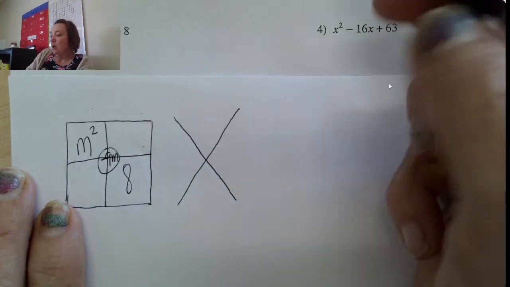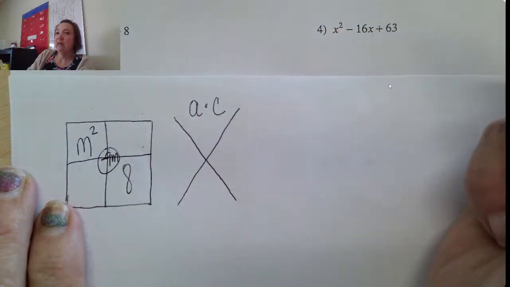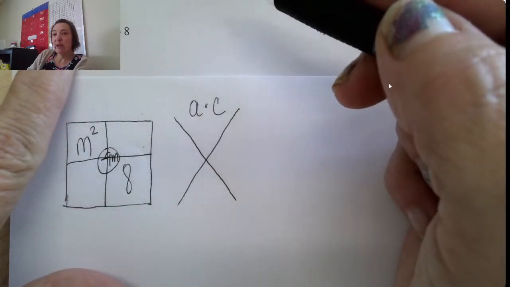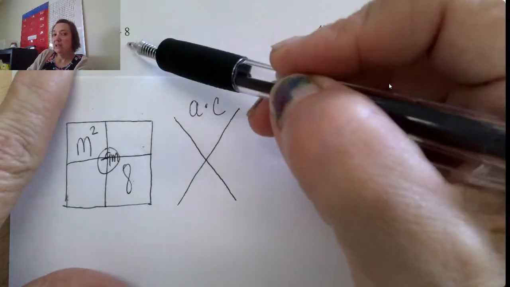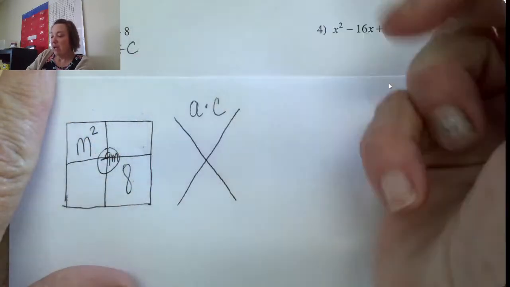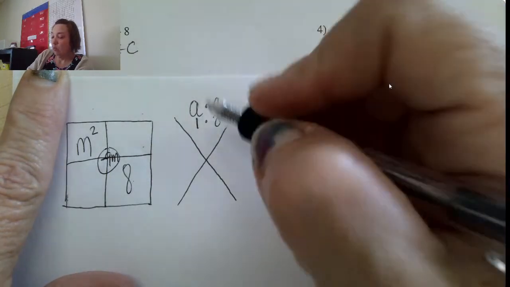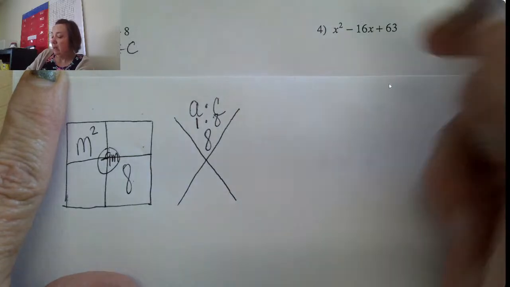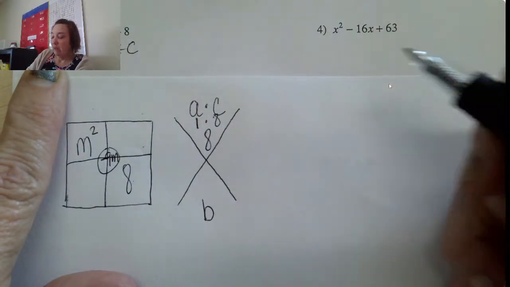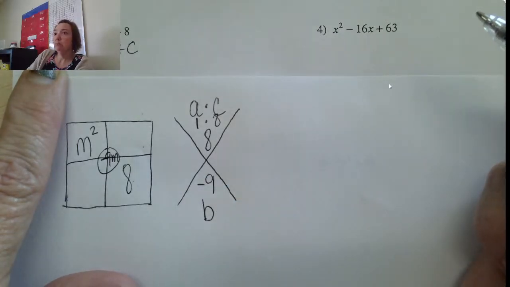Okay? So first, we're going to multiply our A and our C. Now, what am I talking about in our A and our C? So, our coefficient of m squared and our constant 8, right? So, remember it's ax squared plus bx plus c. So, our A here is 1 and our C is 8. So, we're going to multiply 1 times 8, and what we're going to put up here is just 8. And then down here, we're going to put our b value. And our b value in this problem is negative 9. Everybody with me so far?